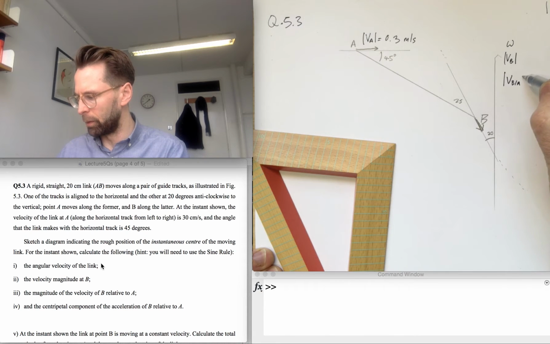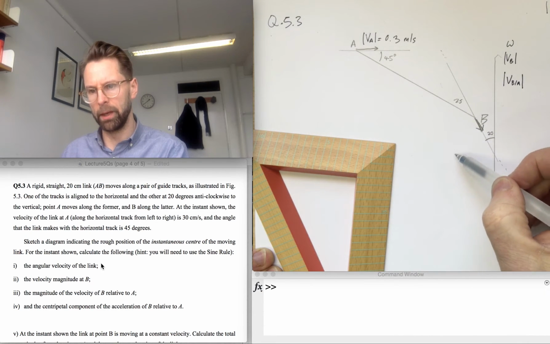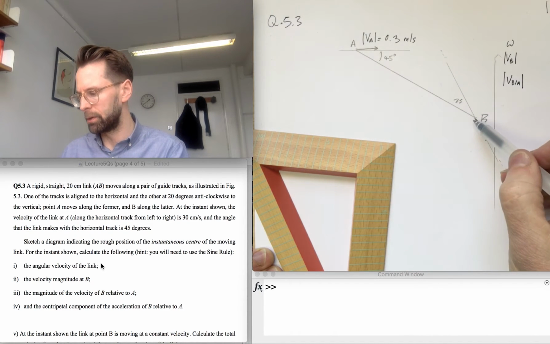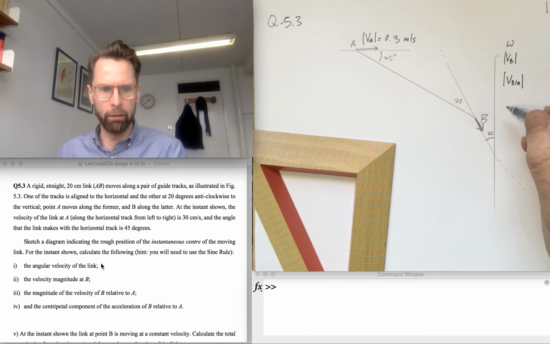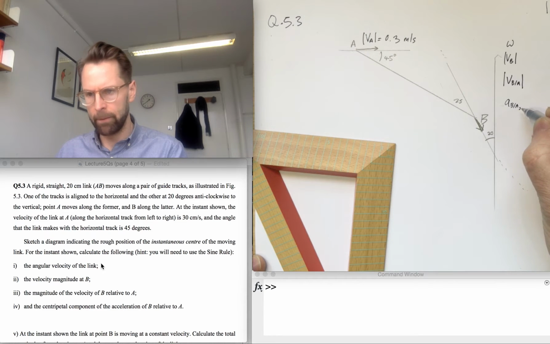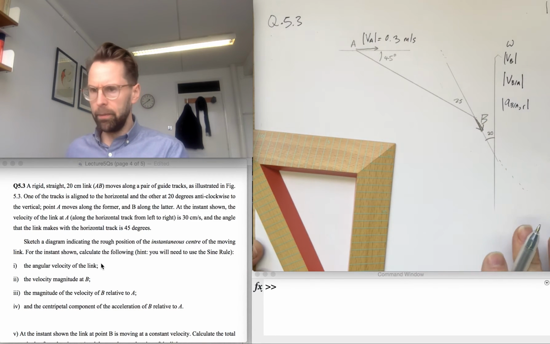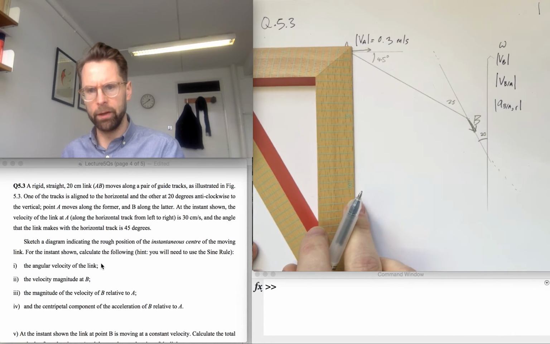so that's the velocity of B relative to A, and we know that there's only one component of the velocity of B relative to A, and that will be perpendicular to the line between A and B, so it'll be in this direction. And it also wants to know what the centripetal component of the acceleration of B relative to A is. So the acceleration of B relative to A in the radial direction. And that will be in this direction.